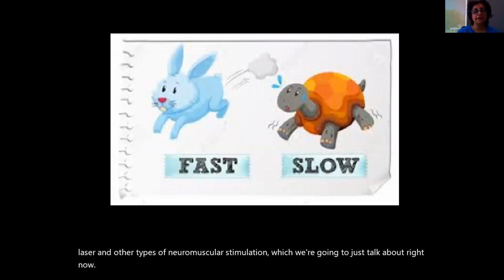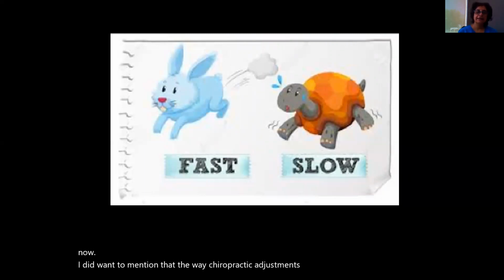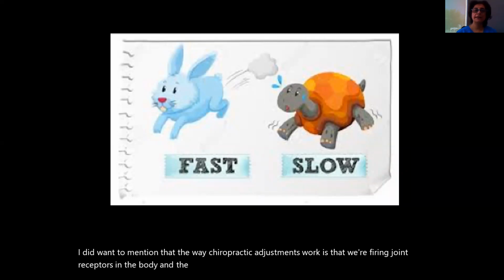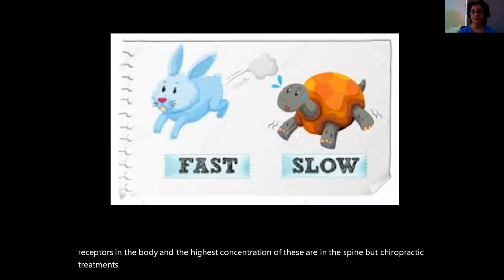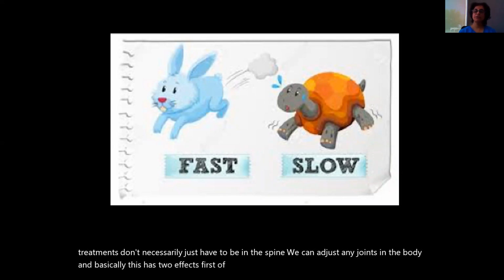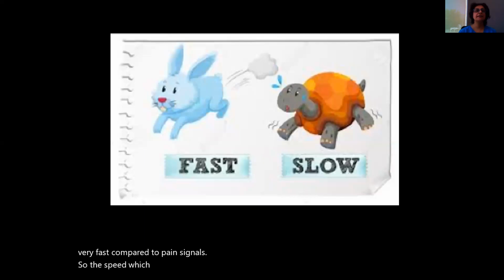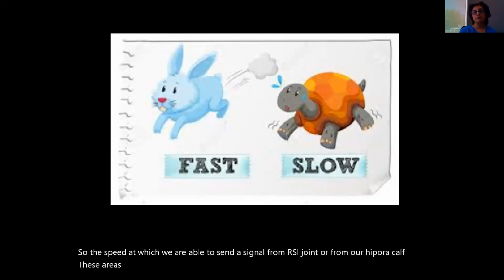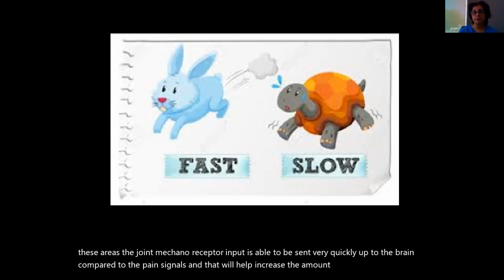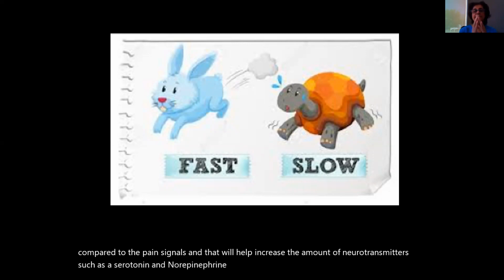I did want to mention that the way chiropractic adjustments work is that we are firing joint receptors in the body, and the highest concentration of these are in the spine, but chiropractic treatments don't necessarily just have to be in the spine. We can adjust any joints in the body, and basically this has two effects. First of all, the signals from the muscles and joints travel up very fast compared to pain signals. So the speed at which we are able to send a signal from our SI joint or from our hip or our calf, the joint mechanoreceptor input is able to be sent very quickly up to the brain compared to the pain signals. And that will help increase the amount of neurotransmitters such as serotonin and norepinephrine and other endorphins that are released in the spinal cord.